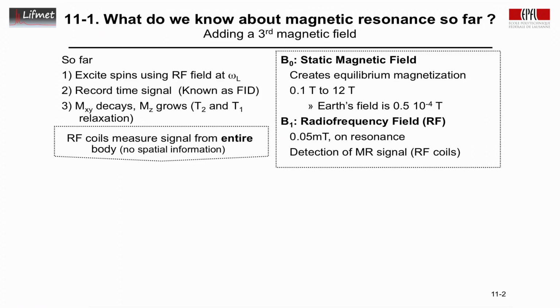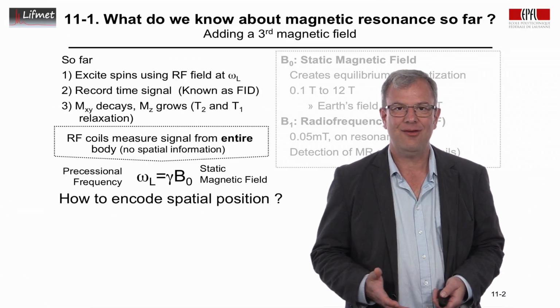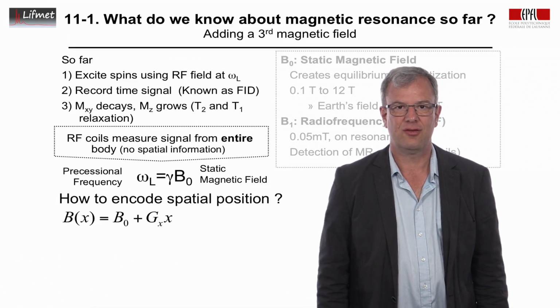We have not introduced, therefore, any spatial information as such. The means of detecting the signal is done by observing the precessional frequency, which is the Larmor frequency given by gamma B0 under the influence of a static magnetic field. And we have seen last week, this also gives us additional chemical information. Okay, so now how do we encode the spatial information? How do we get spatial information into our observation of the signal?